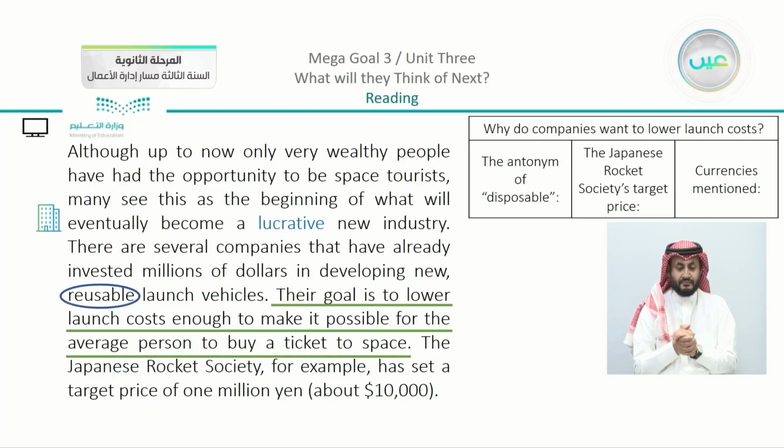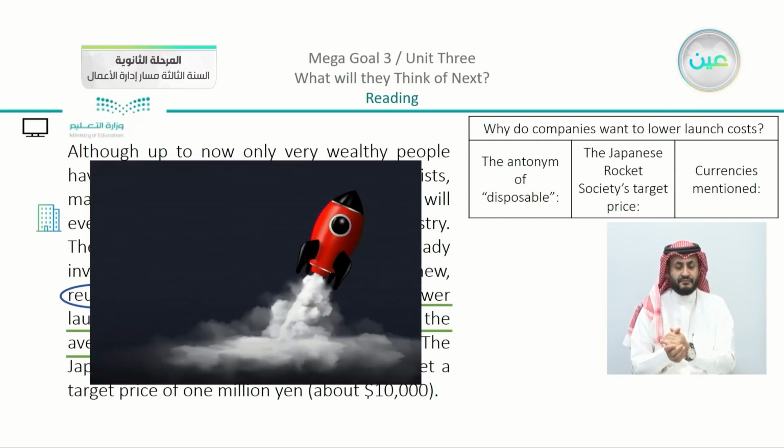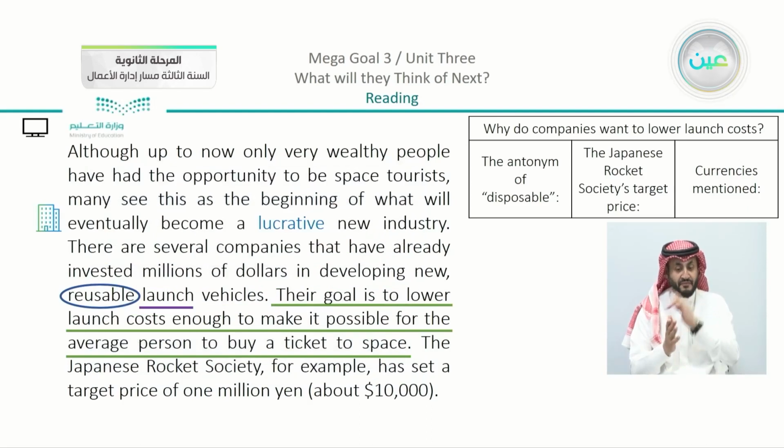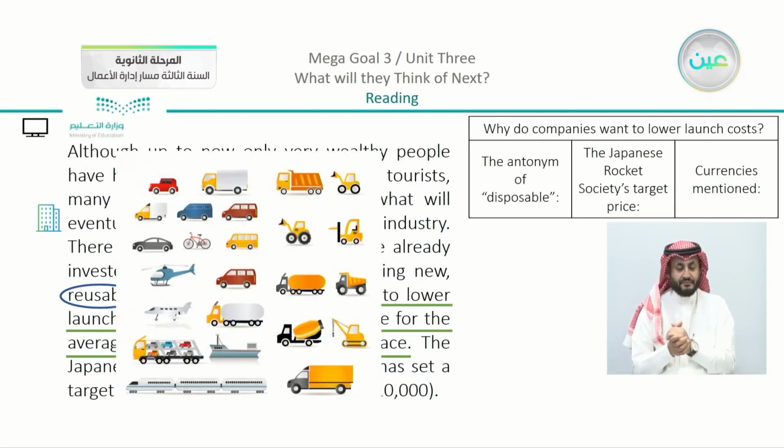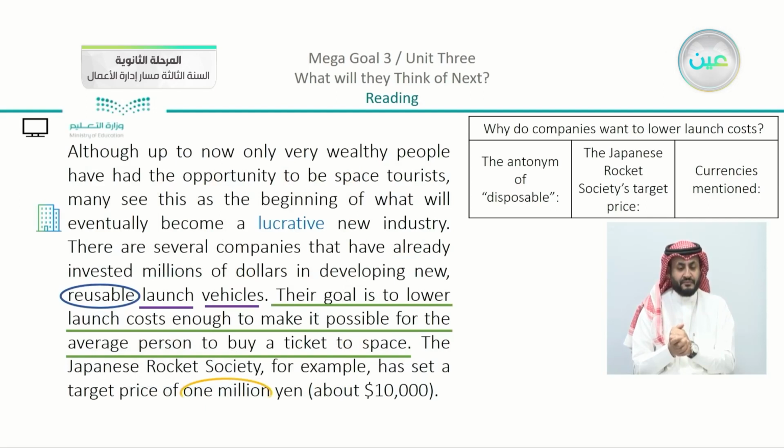The antonym of disposable is reusable, if you have just picked it out or highlighted. Also, if I'm looking for the price of the Japanese rocket, you can just look for the Japanese rocket, and you can find here that we have launch. This is one of the words that we have in our lesson. And we have here vehicles. Yes.